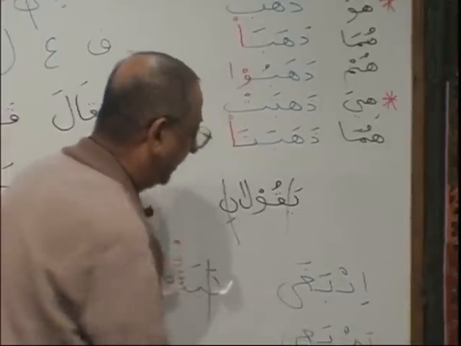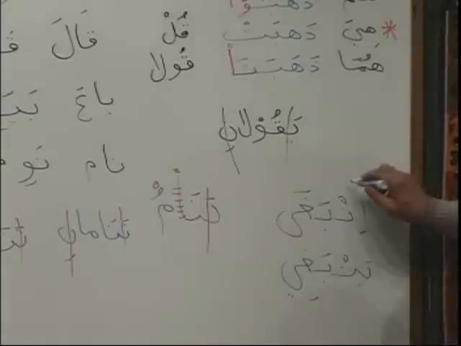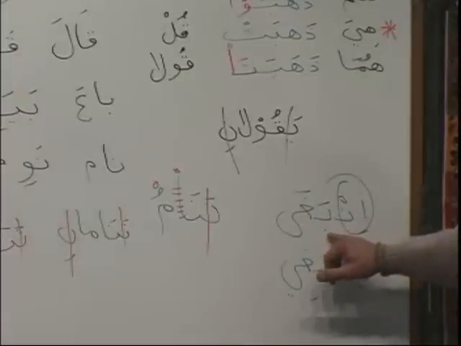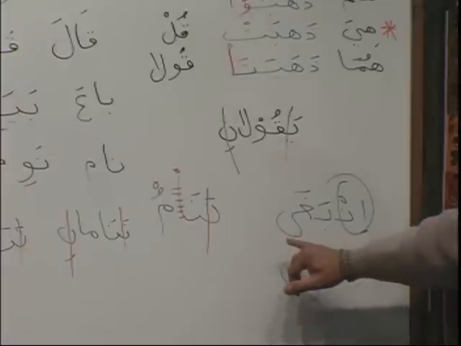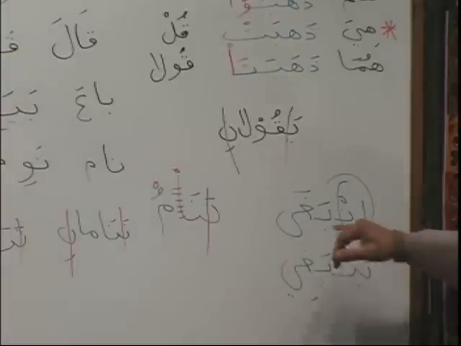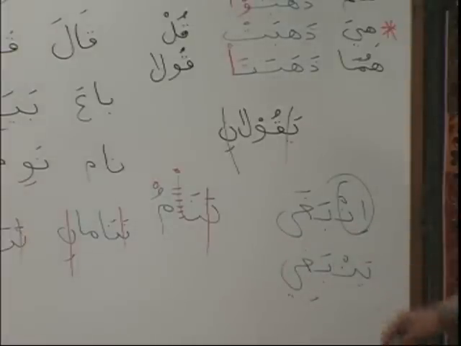Yanbaghi. Brothers and sisters, this verb is called Form 7. In this, brother, what are you adding? In. You add in to the three-letter verb. So what is the root here? Bagha. Inbagha. And then the mudari is yanbaghi. Okay, fine. Brothers and sisters, what is the meaning of yanbaghi, or inbagha?